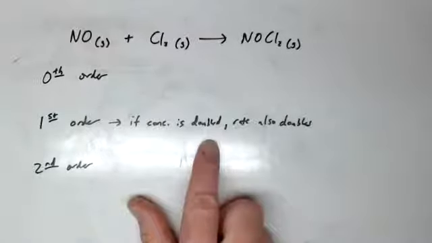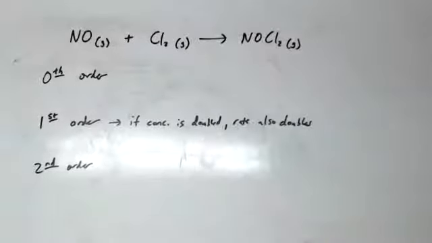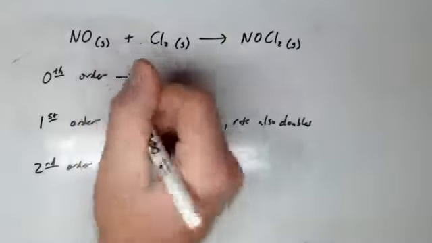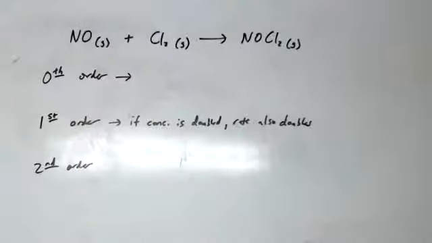Now, this doesn't just occur for doubling. Let's say we tripled the concentration. Well, if you triple the concentration of a 1st order reactant, the rate will also triple. So in 1st order, whatever you do to the concentration is also going to be done to the rate. Well, generally speaking, increasing concentration increases collisions and increases rate. But as we've already learned in chemistry, there's always exceptions.